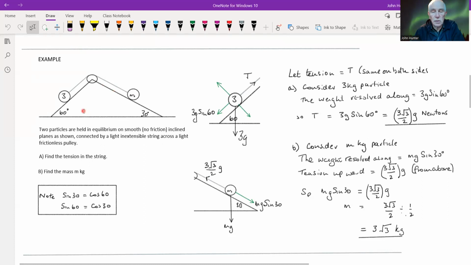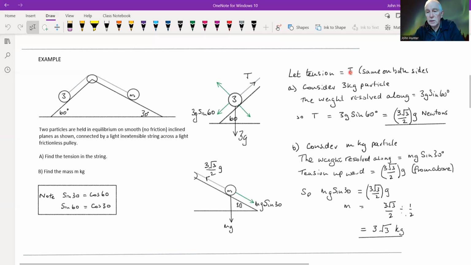So we can use other features of this particular model in order to work out what T is. So let's just work out what m is in particular. Let's just have a look at that. So if we just look at this 3 kilogram particle, for instance, we're going to call the tension T.